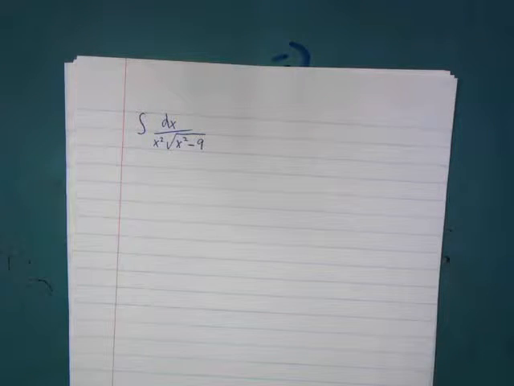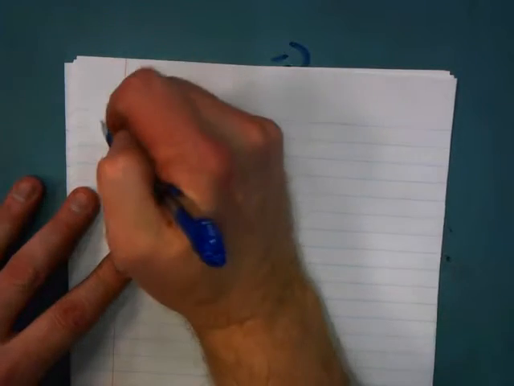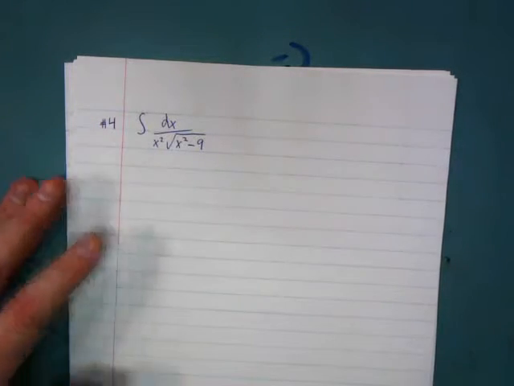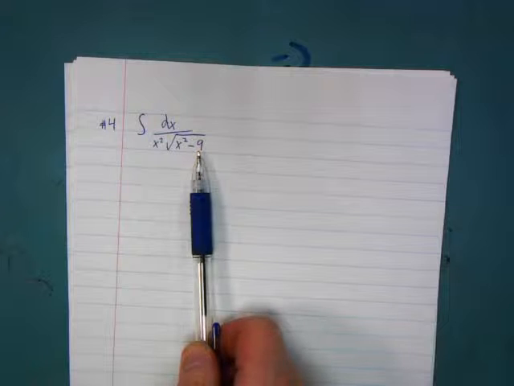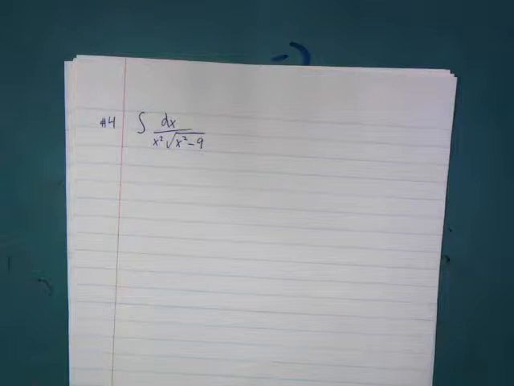All right, so this is very, very similar to number 4 on the quiz. The only thing I changed is on the quiz, I think it's got a 4 right there, and I put a 9 right there. Very, very simple. All right, what are we going to do? And why do you want x to be 3 secant theta?